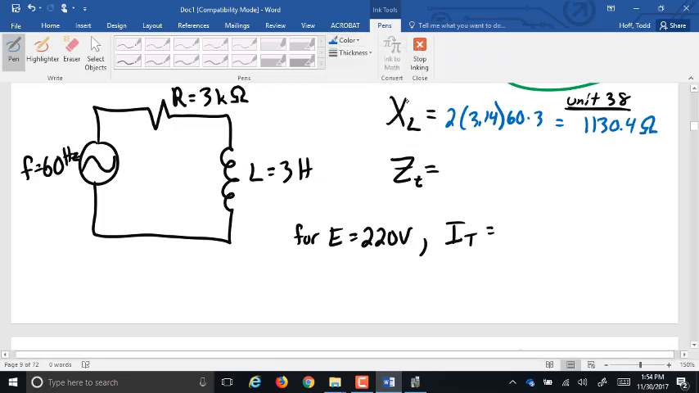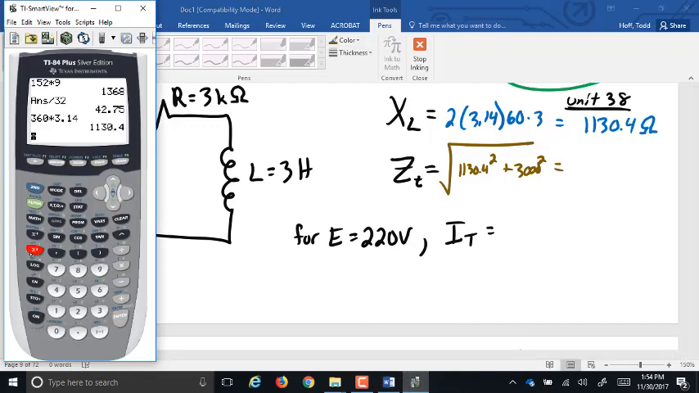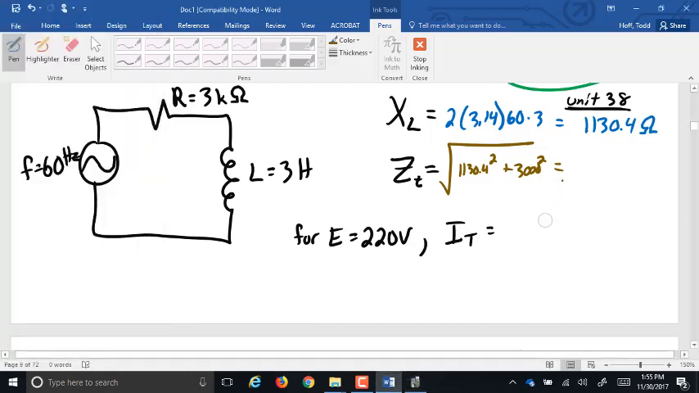What'd you get then for your total impedance? It's the square root of 1130.4 squared plus 3000 squared, right? Or the other way around. You guys get 3205.9. You might get that? Yep.